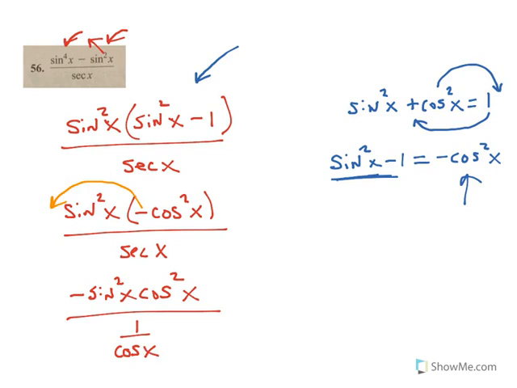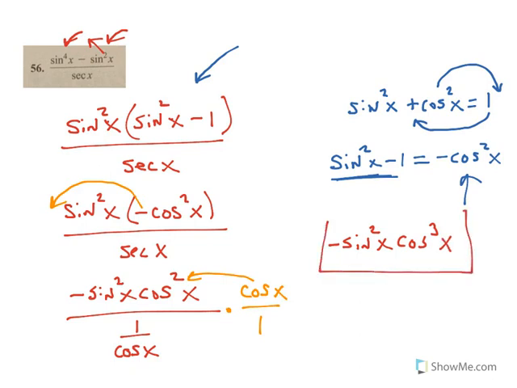And if you're dividing by a fraction, you can multiply by the reciprocal. So dividing by 1 over cosine would be the same thing as multiplying by cosine over 1. So the cosine is actually going to get multiplied against the other cosine squared. So when you multiply by the reciprocal, you're going to get negative sine squared. And then you have a cosine squared up top, and then we have another times cosine, so it's going to be cosine cubed. And that will be our simplified form.